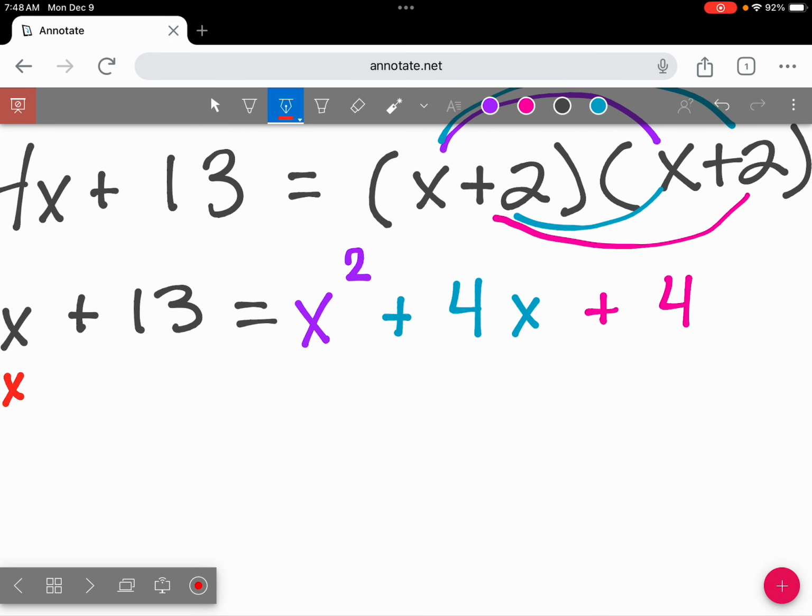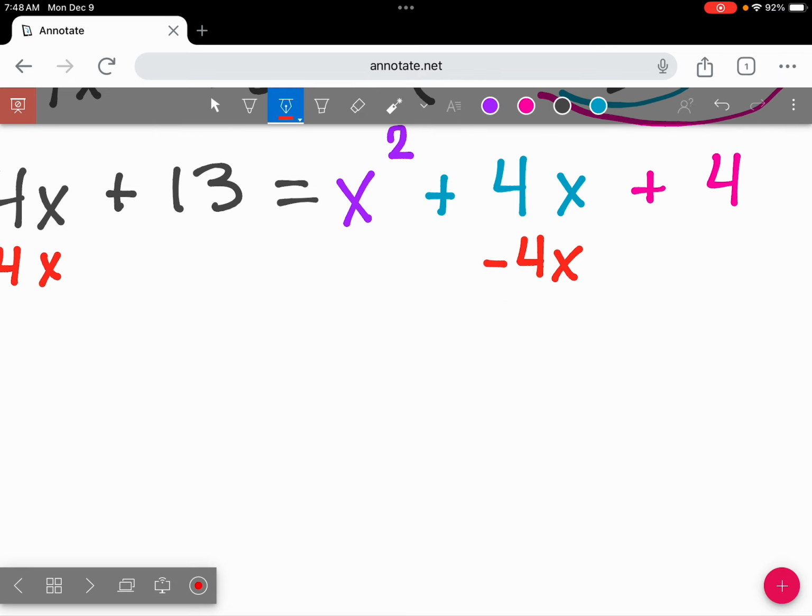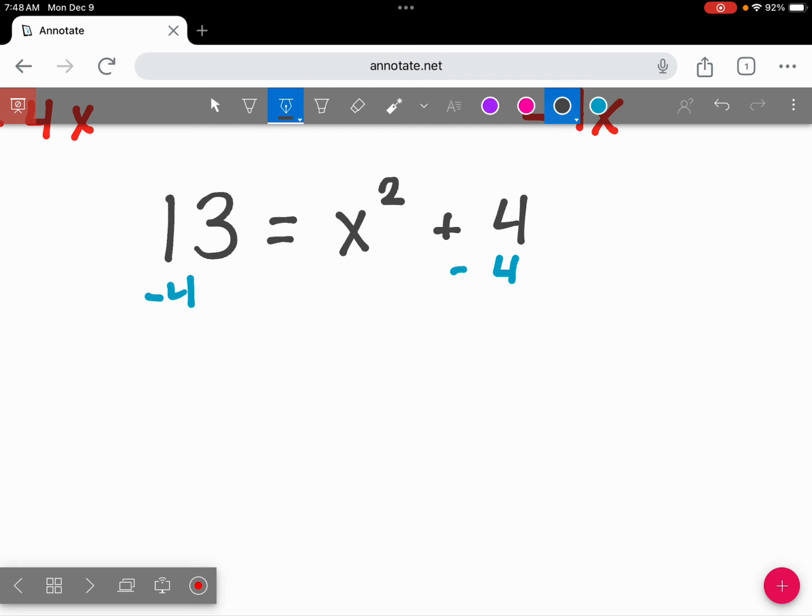Minus 4x, minus 4x. When in doubt, get all your x's together and see if that helps us figure out what we should do. That gives me 13 equals x squared plus 4. Does that help us figure out what we want to do? We can absolutely subtract 4. That gives me that 9 equals x squared.